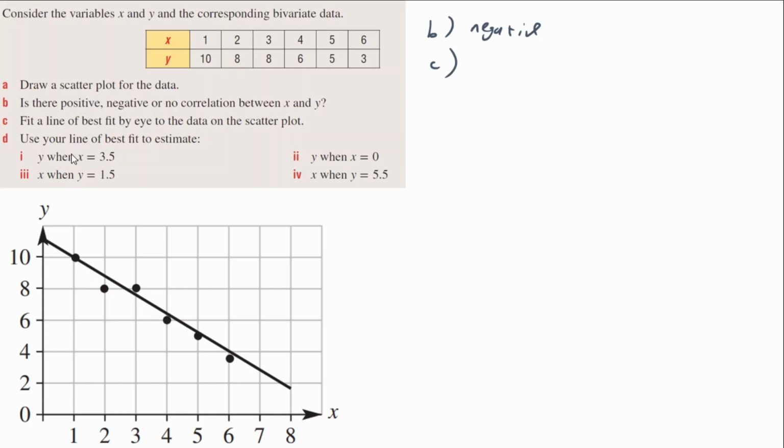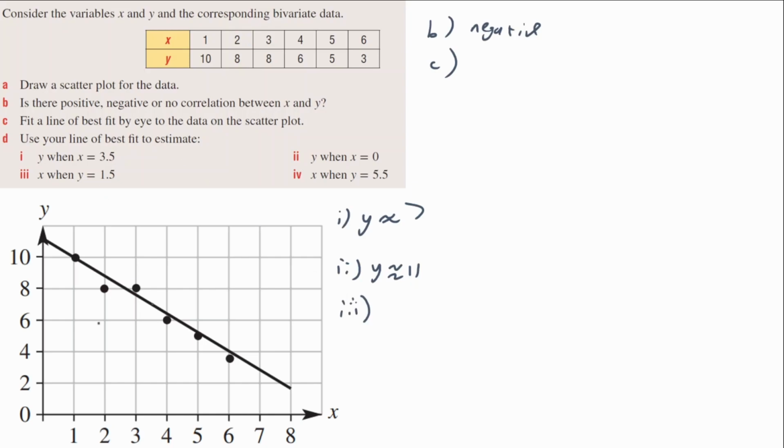So let's predict what Y is when X equals 3.5. So X equals 3.5 is around here. So I'd say Y is about 7. So that's part 1 there. Part 2, Y when X equals 0. When X equals 0, Y is about, I'd say about 11. So I'm using these squiggly lines because it's not an exact value.